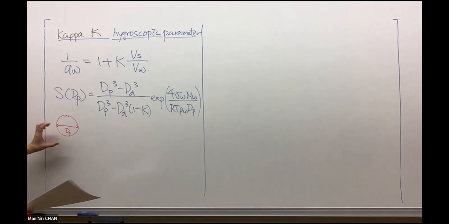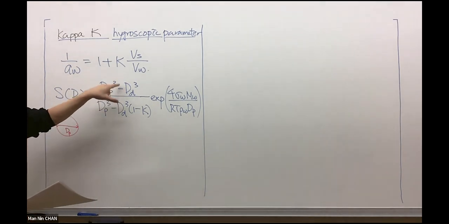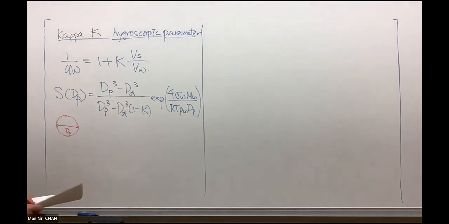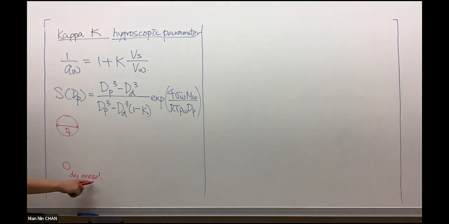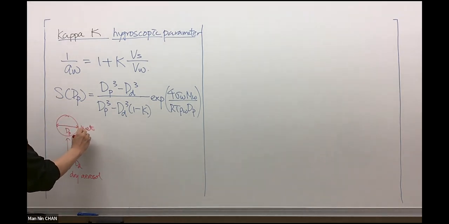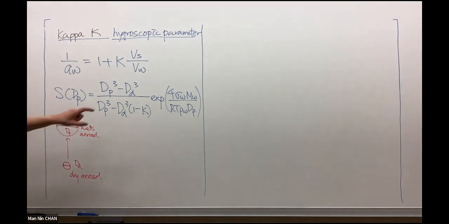Therefore, dp is the diameter of your droplet. And the dd here is the dry solute. Let's say you have a dry aerosol, and you have a diameter, called the DD. Then you activate it or absorb some water, and form a wet aerosol. So the DD here means the diameter of this dry aerosol before uptaking any water. And then if you uptake some water, you become a wet aerosol.